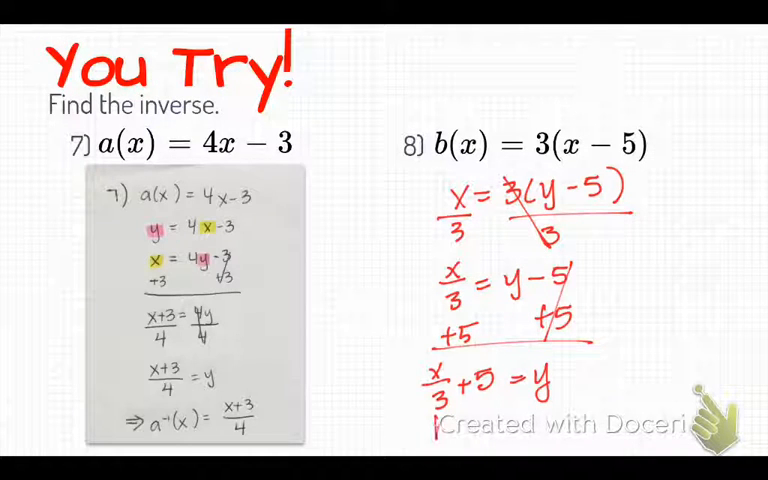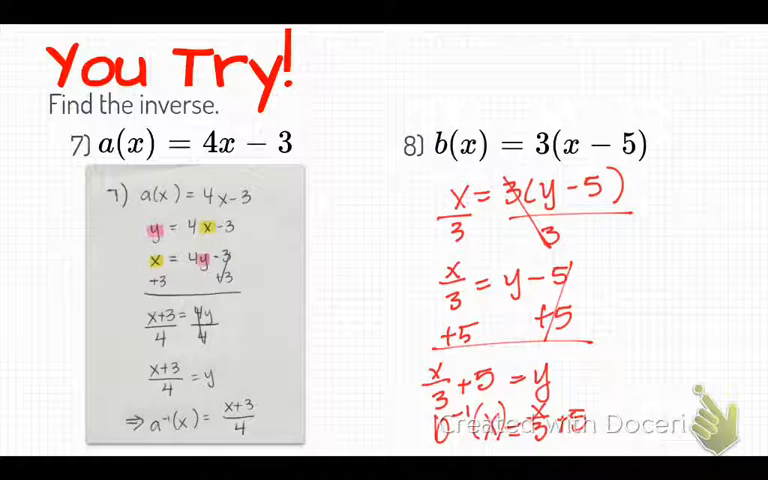Okay, for the last one, b inverse of x equals x over 3 plus 5. Is that what you got? Yes. Yes or no? Okay. How are you feeling about this?